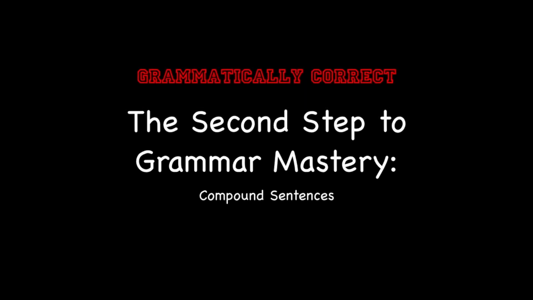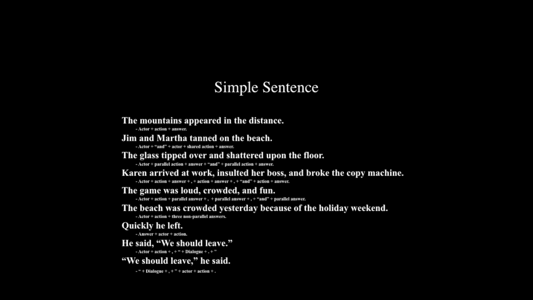Today, in the second step to grammar mastery, we're going to talk all about how to make compound sentences. In the last lesson, we talked all about the simple sentence and how there were basically 9 different types of simple sentences. By mixing up these types of simple sentences, you add a certain variety to your writing. We also mentioned that the simple sentence is sometimes called the independent clause.